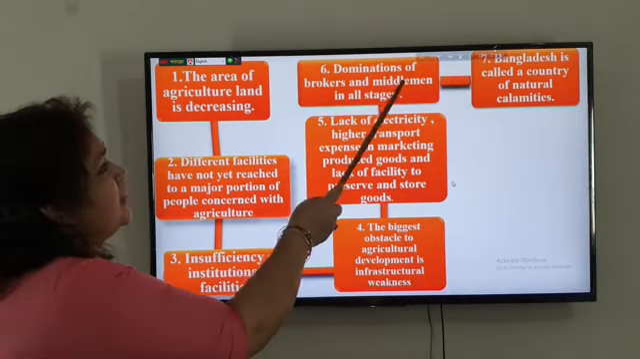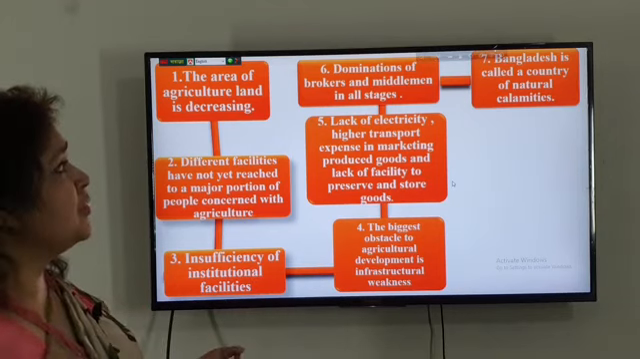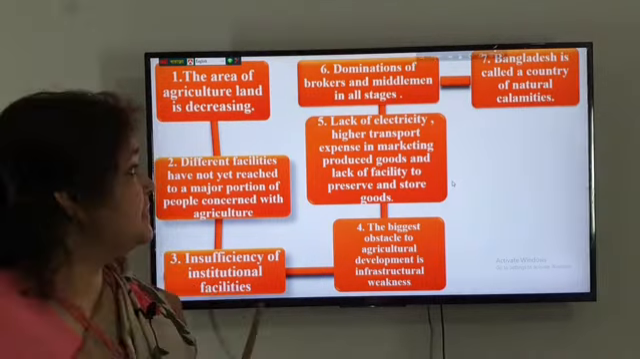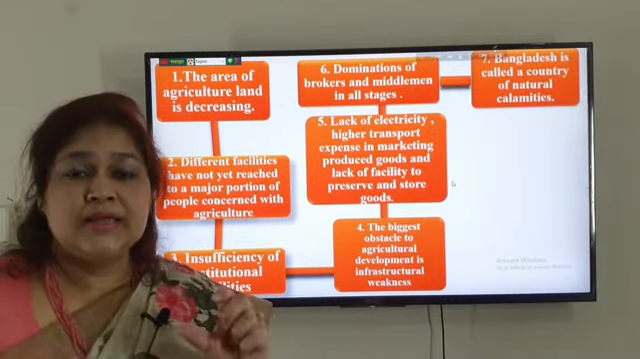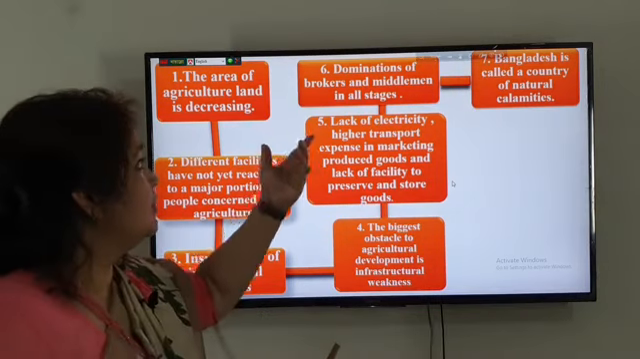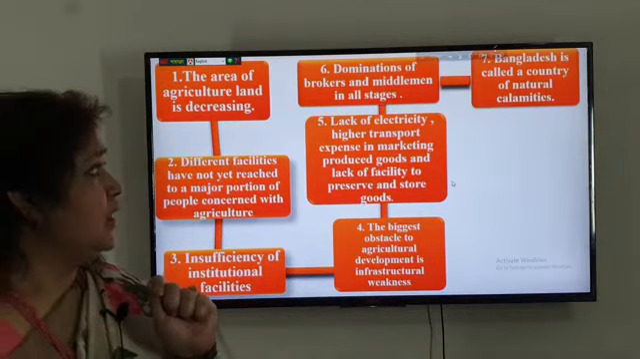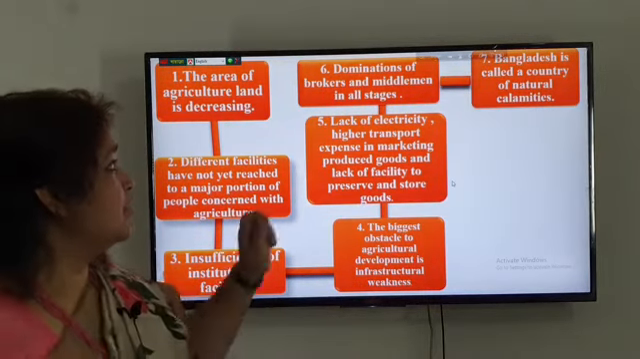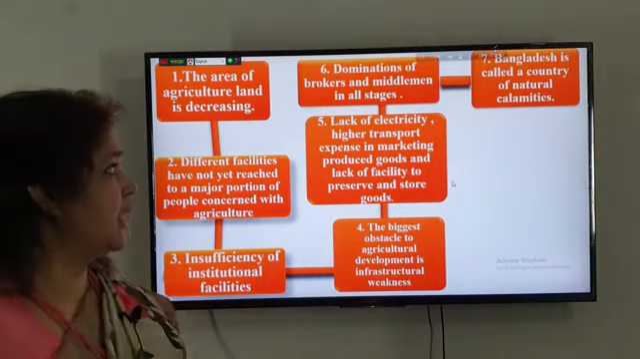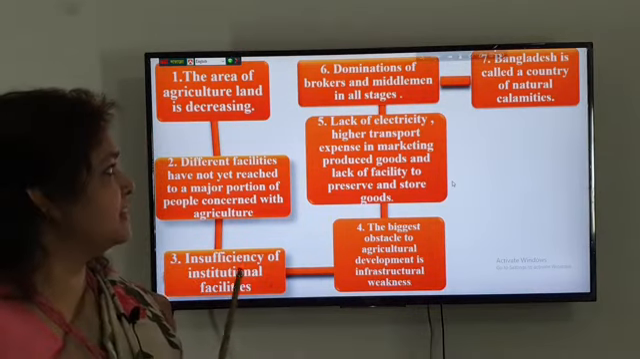Number six, domination of brokers and middlemen in all stages. It means when peasants produce something, they sell these commodities to the brokers and middlemen at a very low price, and when the brokers and middlemen sell these commodities to others, they sell them at a high price.